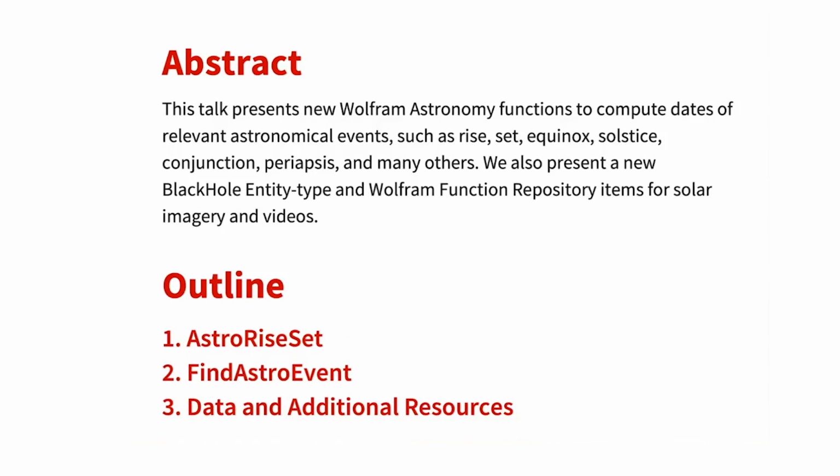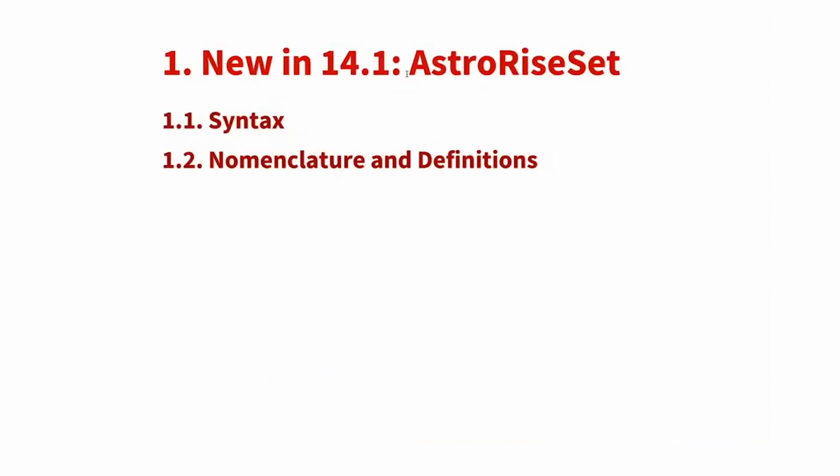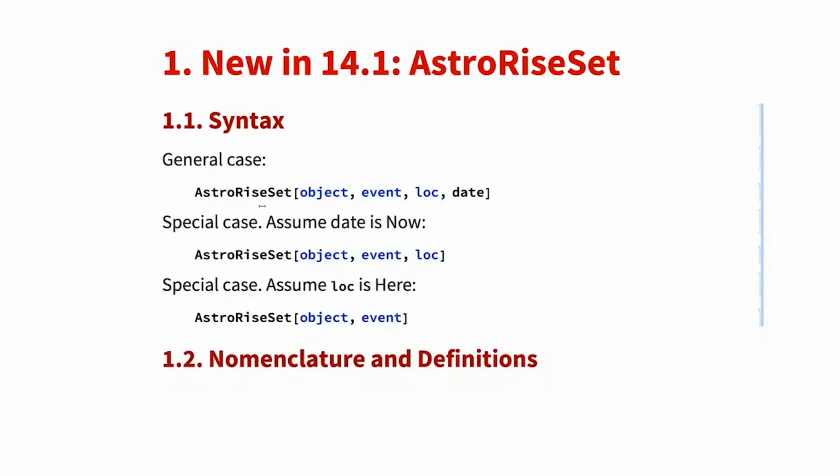events. So in 14.1, earlier this year, we introduced AstroRiseSet. So we want to find out when a given object rises or sets, or other events, from a given location on a given date. And it has this simple syntax.